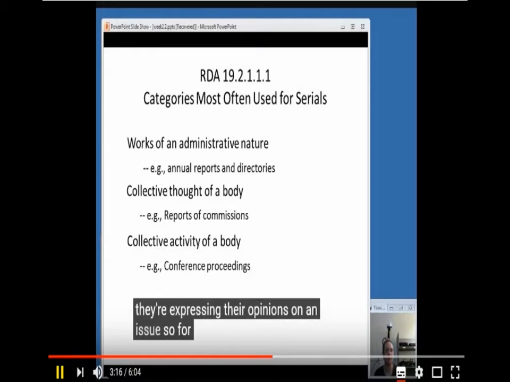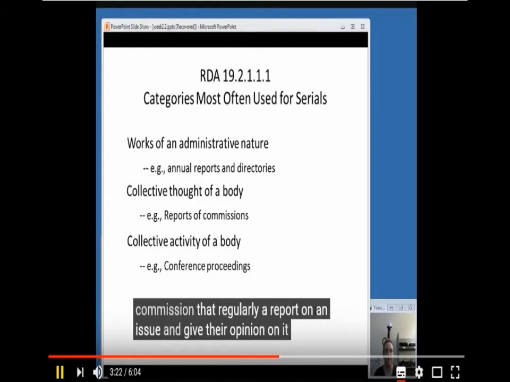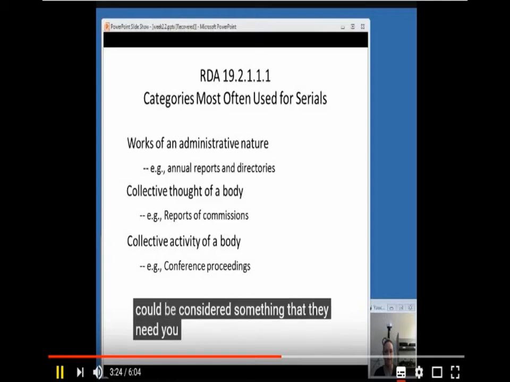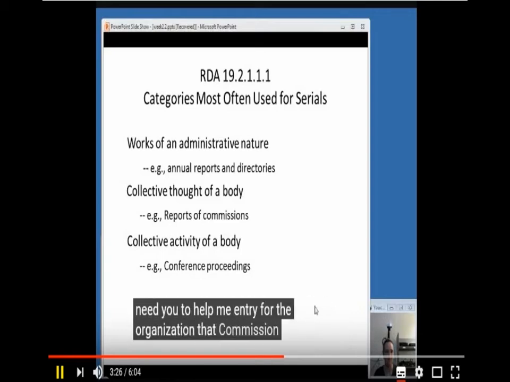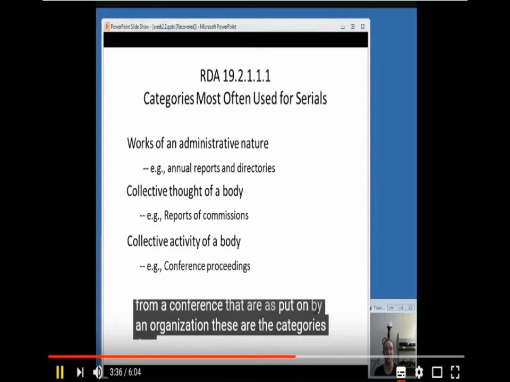So, for example, if there was a commission that regularly gave a report on an issue and gave their opinion on it, that could be considered something that you need to have a main entry for the organization, the commission. And things that represent the collective activity of a body, so things like proceedings from a conference that are put on by an organization. These are the categories that apply usually to serials.